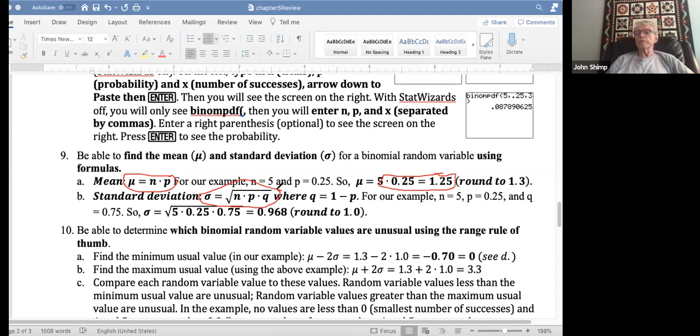q is nothing more than 1 minus p. Because you either have a success or a failure. Those two things are complements of each other, and so the probabilities have to add up to 1. If we got a probability of success of 0.25, 1 minus that is the probability of failure of 0.75. So we end up with 5 for n, 0.25 for p, and 0.75 for q. And when we put that into the formula, we end up with 0.968.